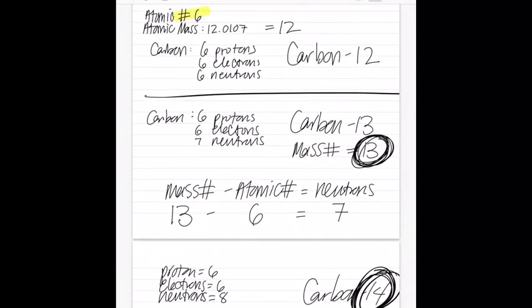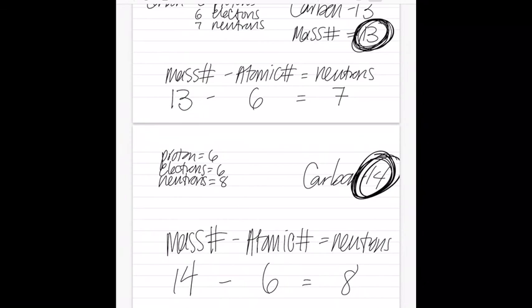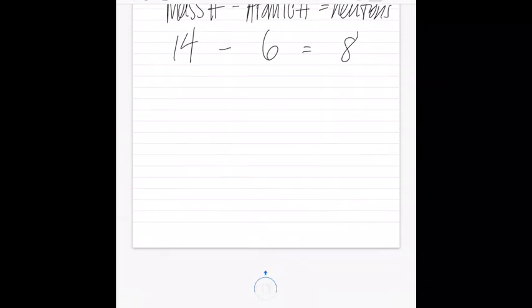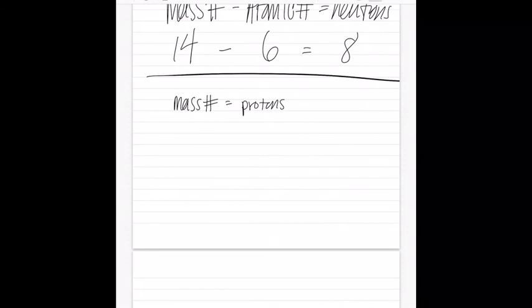So all 3 of these, carbon 12, carbon 13, carbon 14, all 3 of them have the same protons, same electrons. The only difference between carbon 12, carbon 13, and carbon 14 is the neutrons. That's what makes them isotopes, the neutrons are different. So let's talk about what you do with these. If you were going to figure out the mass number, to be technically correct, it is your protons plus your neutrons. So for carbon 12, it was 6 plus 6.